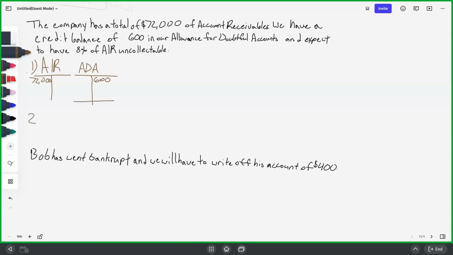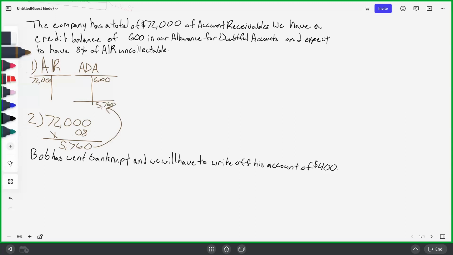Step two is finding out the percent of accounts receivable that is uncollectible. So you take 72,000 times 8%. Can anyone give me that number? 5,760. So this goes to the very bottom of our allowance for doubtful accounts.